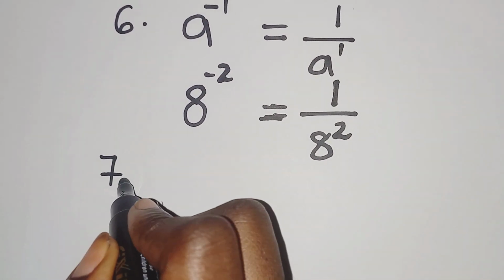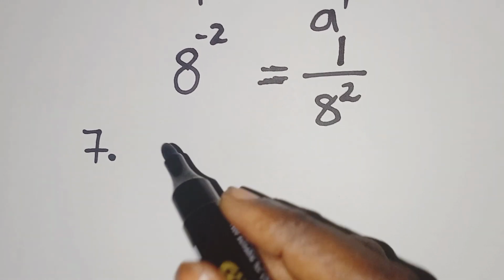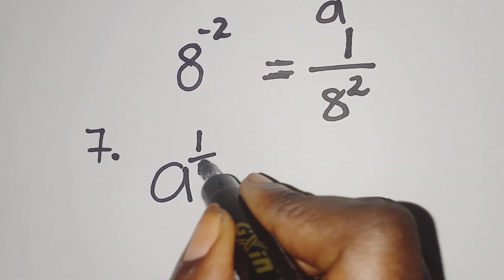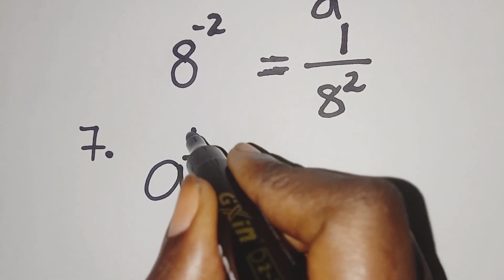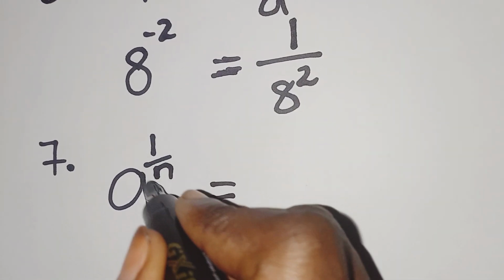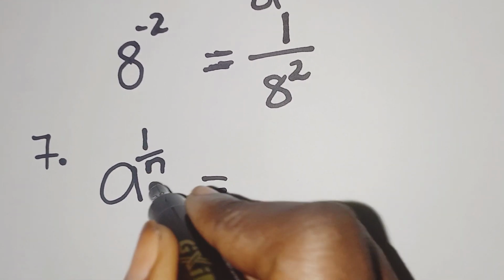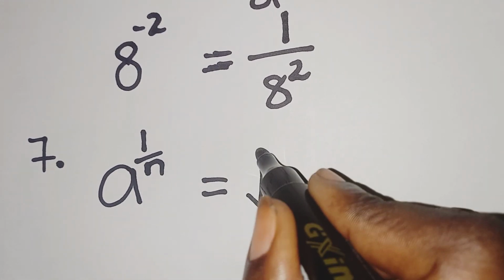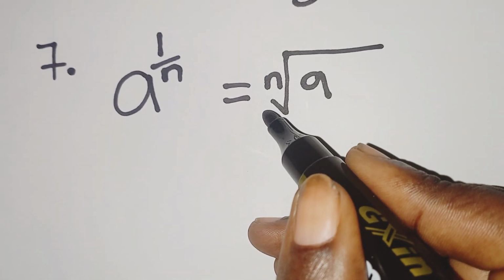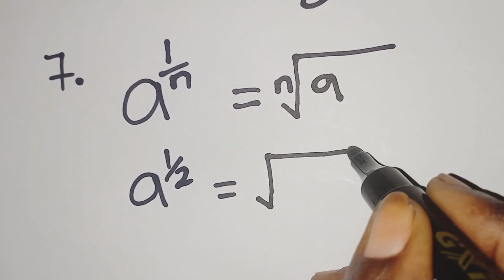Law number 7 is on fractional indices. If you have, for example, a raised to power 1 all over n, then this one will form the root. The denominator of the power will form the root. So this one will be the same as the nth root of a. For example, if we have a raised to power a half, then that one will be the square root of a.